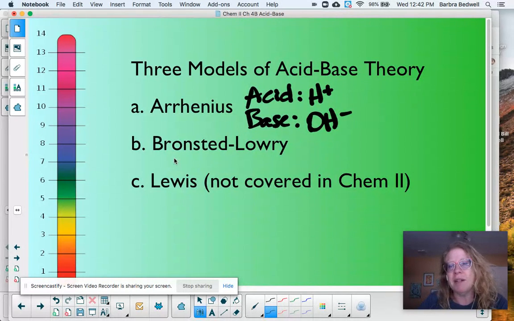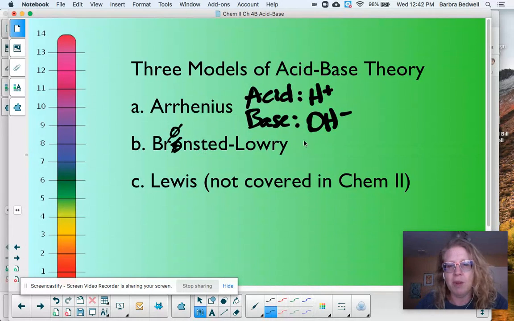Coming along a little bit later were these two guys. This is actually 2 different people, not one name hyphenated. It's a person named Bronsted and another person named Lowry. By the way, Bronsted's name is spelled with this kind of O, and I can't figure out how to do that in the notebook software. But these 2 guys took that same idea and broadened it a little bit.